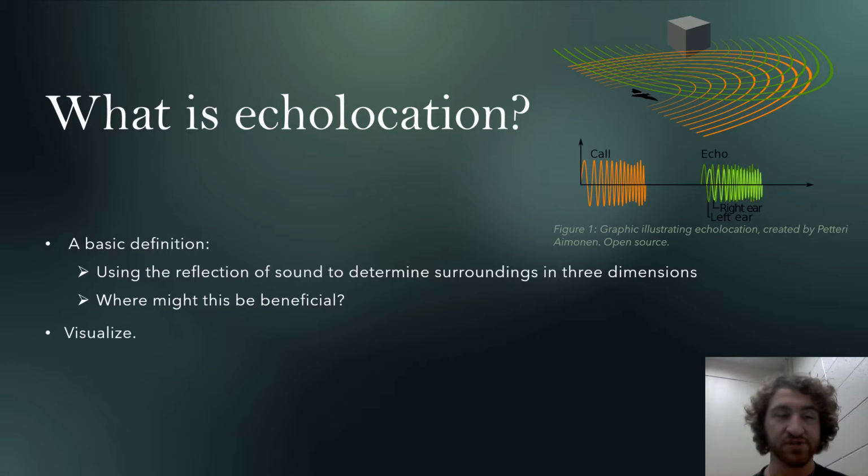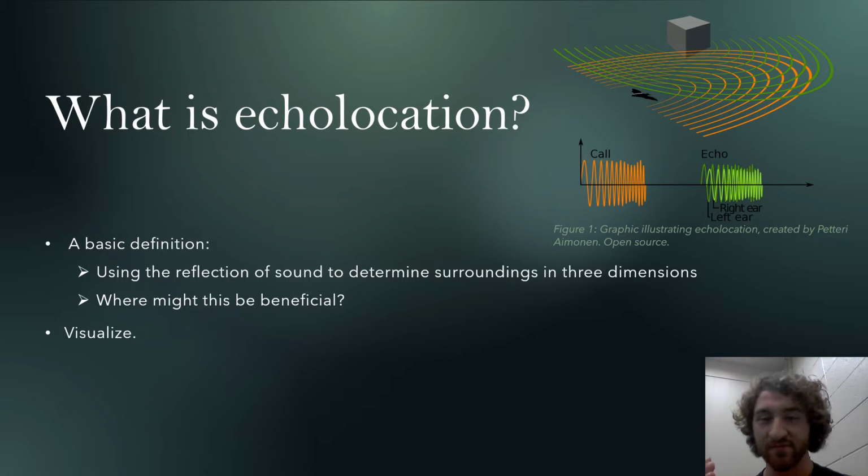And so this begs the question, what is echolocation? I arrived on a basic definition. I think of it as using the reflection of sound to determine surroundings in a three-dimensional space. And a good way to demonstrate this, and keeping with the theme of the title slide, a presentation about dolphins that doesn't feature any dolphins.